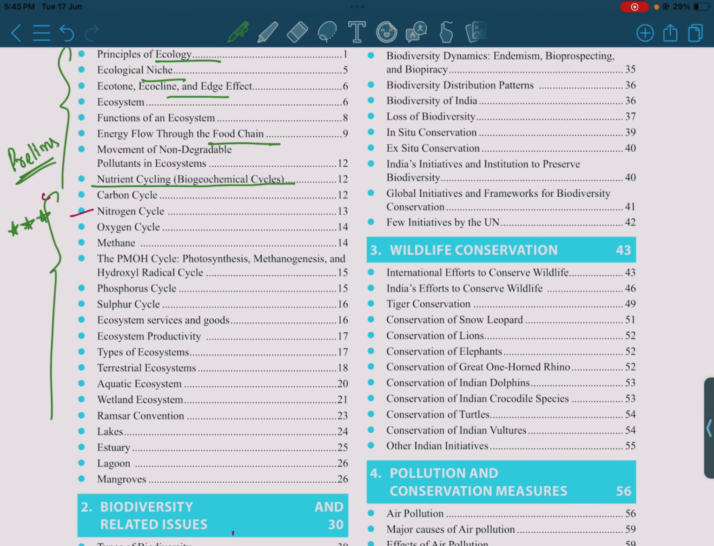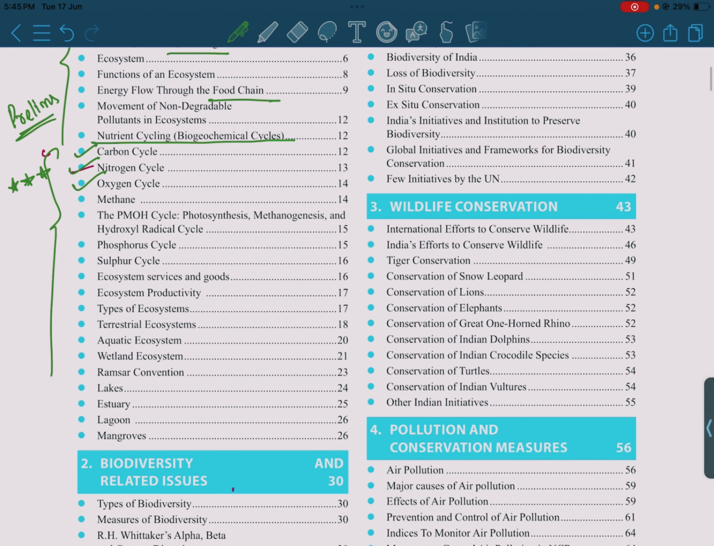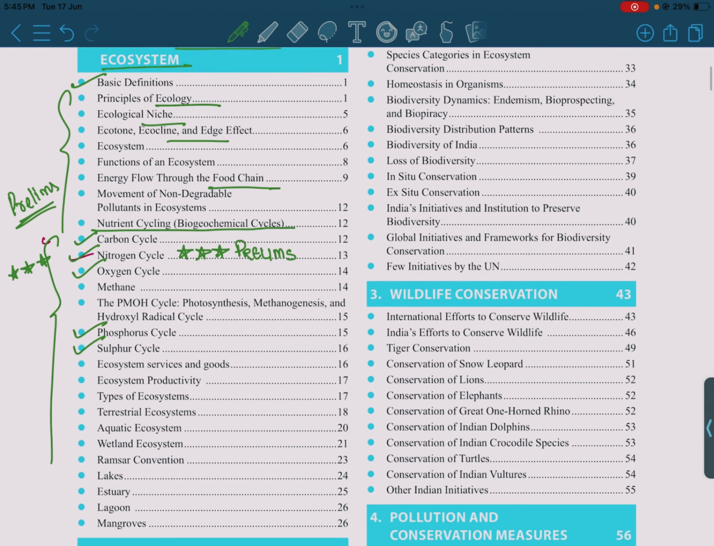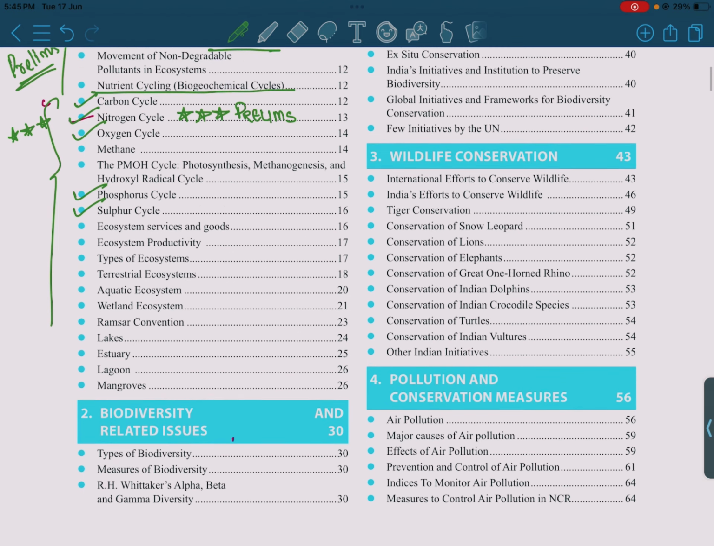Nutrient cycling includes carbon cycling, nitrogen cycling, oxygen cycling, and things like the sulfur cycle and phosphorus cycle. Out of these, the nitrogen cycle is also very important from a prelims perspective.